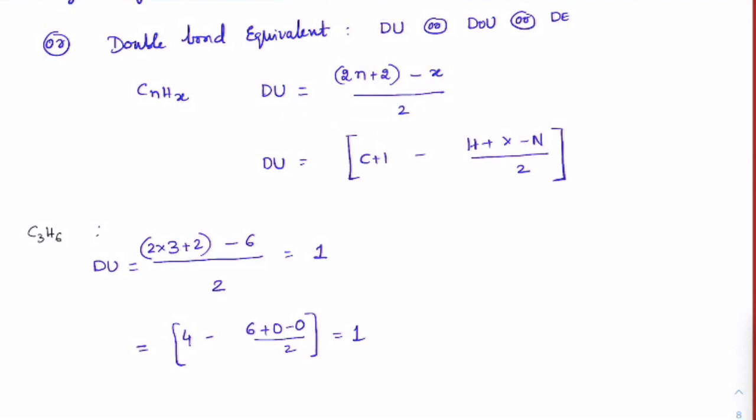Now check what I am trying to say. If you have a degree of unsaturation of 1, what does that represent? A degree of unsaturation of 1 means it can exist in a ring structure, or it can have one double bond. Every time you count the degree of unsaturation, it will tell us whether it can exist in a ring form or it can have a double bond.